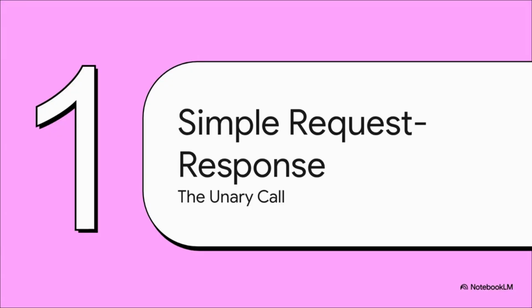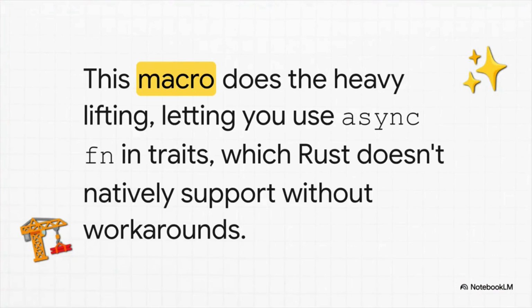All right, so let's start with something easy to build up a little confidence. We're going to look at the most straightforward piece of this whole puzzle, the simple request response, or what's called a unary call. So the first thing you'll probably spot is this @tonic::async_trait attribute. This little guy is a macro, and it is doing some serious heavy lifting for us, especially when we start talking about Rust's async features.